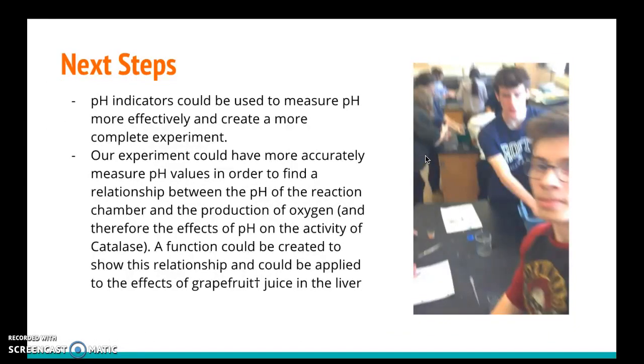Next steps. pH indicators could be used to measure pH more effectively and create a more complete experiment. Our experiment could have more accurately measured pH values in order to find the relationship between the pH of the reaction chamber and the production of oxygen, and therefore the effects of pH on the activity of catalase. A function could be created to show this relationship and could be applied to the effects of grapefruit juice in the liver.